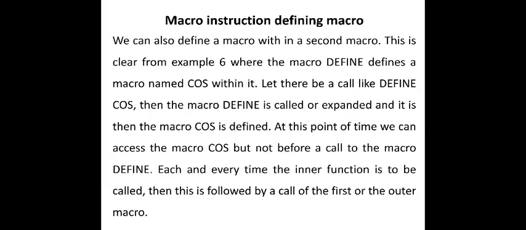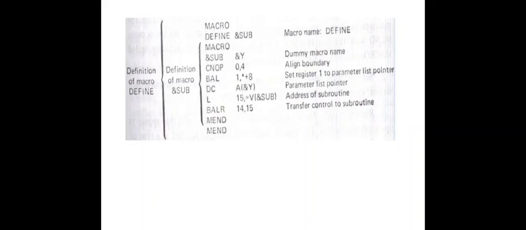That is, we have example 6 where we have the macro DEFINE which is going to define another macro called COS. In this slide you can see the definition of the macro DEFINE. Inside that we have the definition of a macro called &SUB, and in that particular SUB we define what the macro is supposed to do. Coming to the first line, we start the macro with the term MACRO. The second line is DEFINE, which is our first macro, followed by &SUB, which is our second macro, and the macro name here is DEFINE.